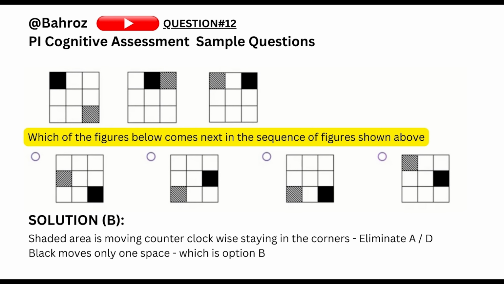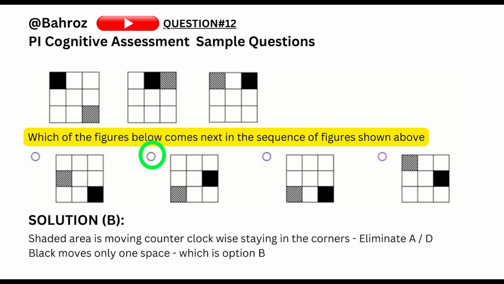Now, the shaded area is moving counterclockwise, staying in the corners. So it will move in the corners, it will stay in the corners and move counterclockwise. So we can eliminate A and D because the only options where it is moving counterclockwise are either C or B. Other options we can simply eliminate. Now the black moves only one space, which is only happening in option B, and hence we will select B.